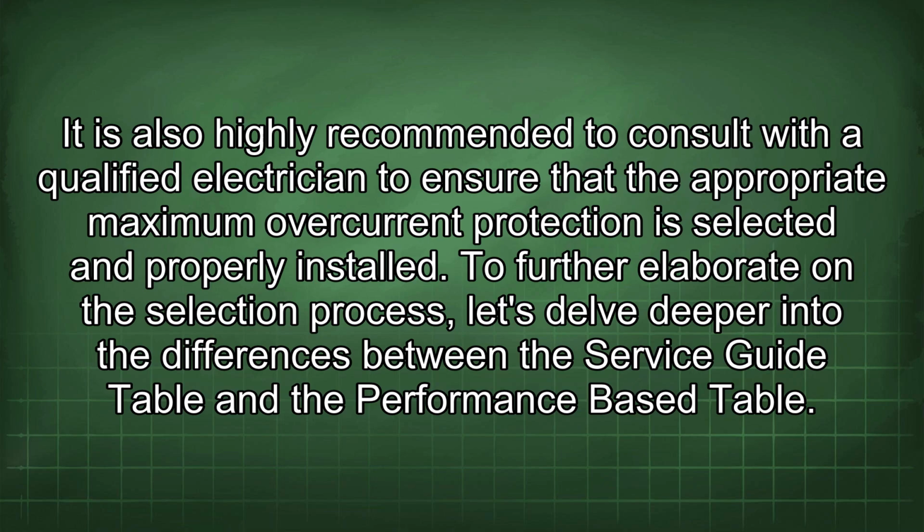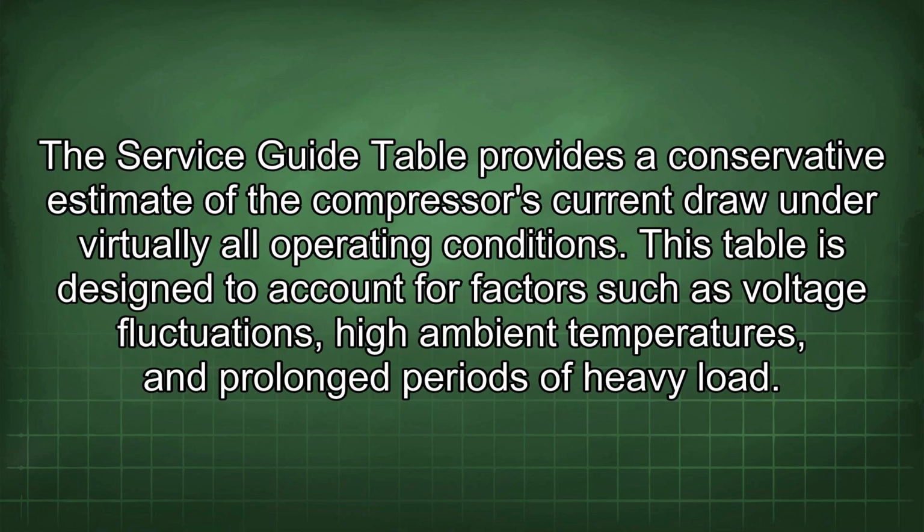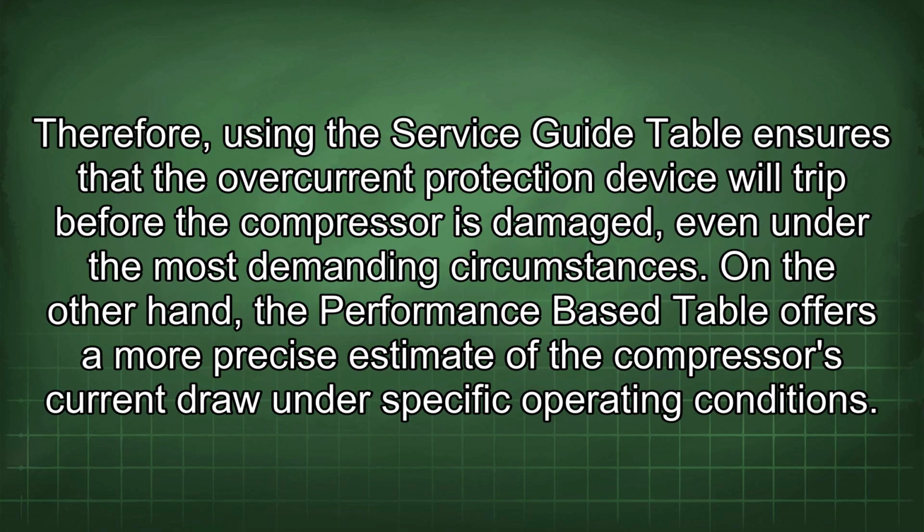To further elaborate on the selection process, let's delve deeper into the differences between the service guide table and the performance-based table. The service guide table provides a conservative estimate of the compressor's current draw under virtually all operating conditions. This table is designed to account for factors such as voltage fluctuations, high ambient temperatures, and prolonged periods of heavy load. Therefore, using the service guide table ensures that the overcurrent protection device will trip before the compressor is damaged, even under the most demanding circumstances.